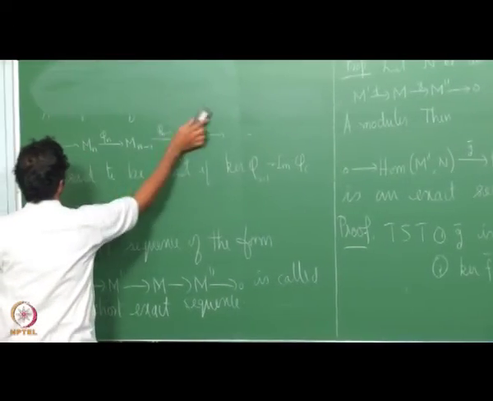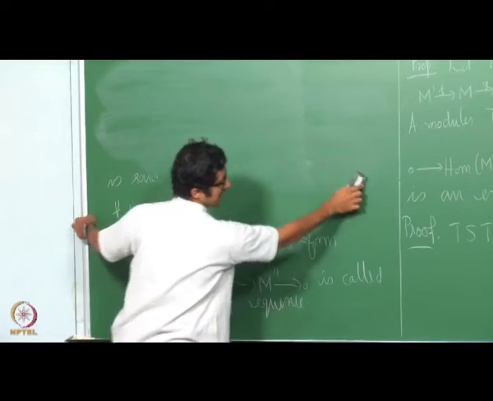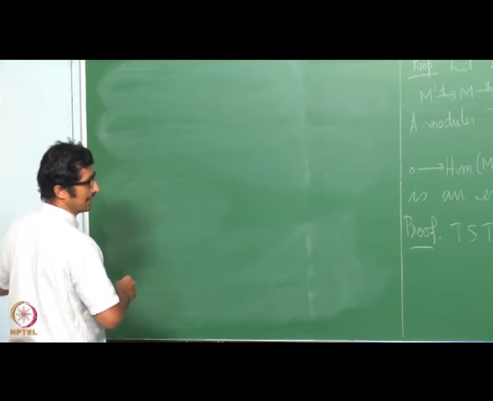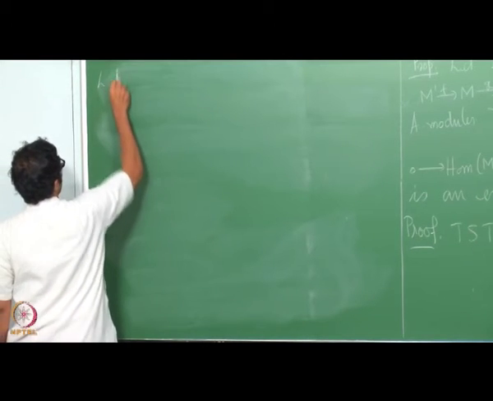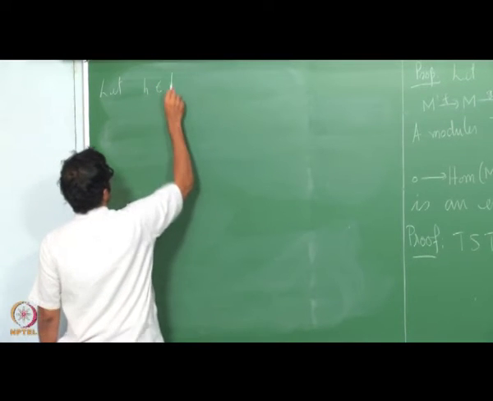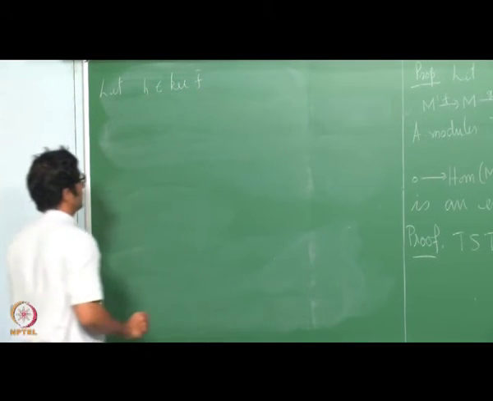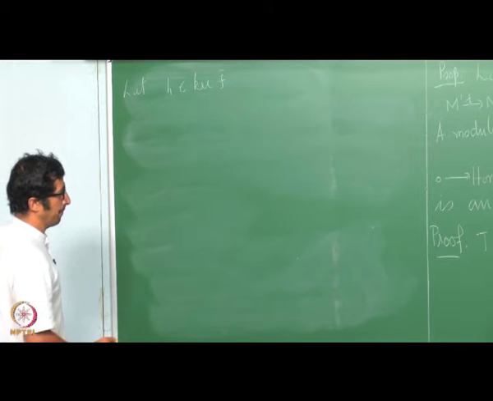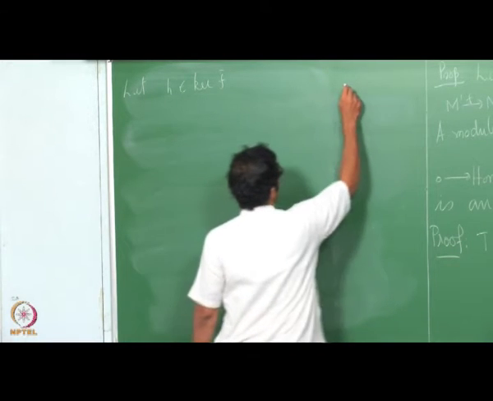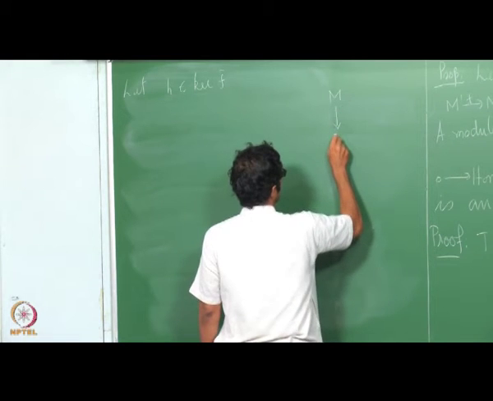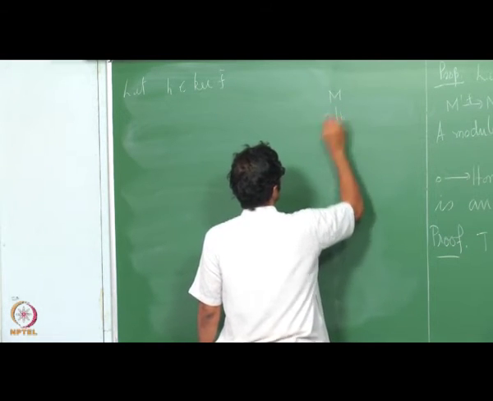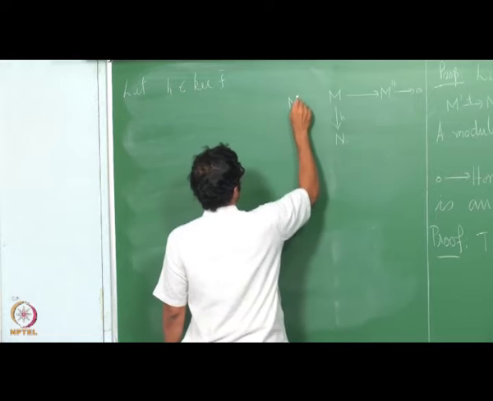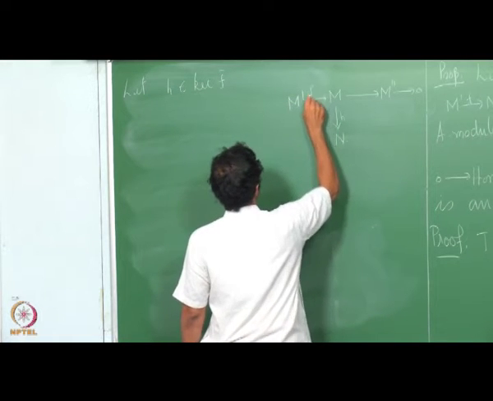Now, we want to show that image of G bar contains kernel f bar. So, let us start with an element in kernel of f bar. Let H be in kernel of f bar. So, what is this map? H is a homomorphism from M to N. So, I have M to N, this is H, I have these maps M double prime and M prime, this is F, this is G.